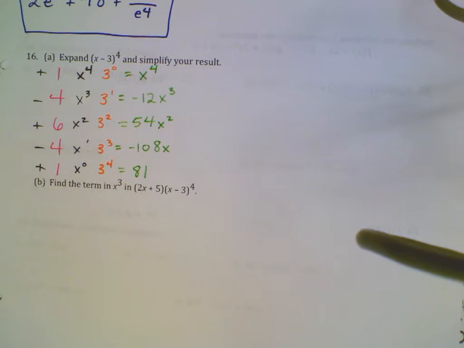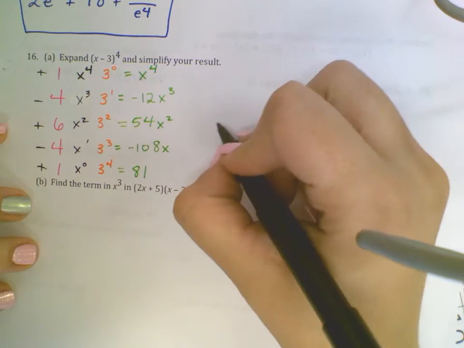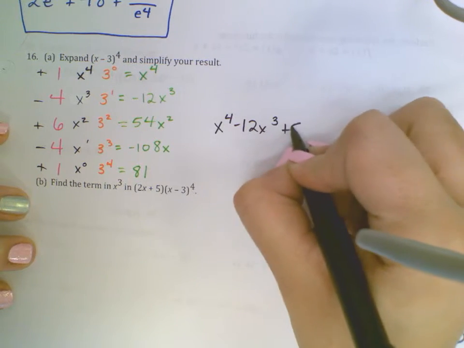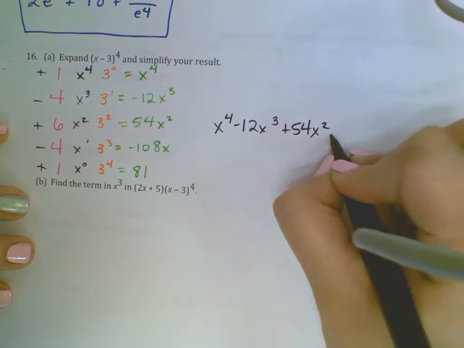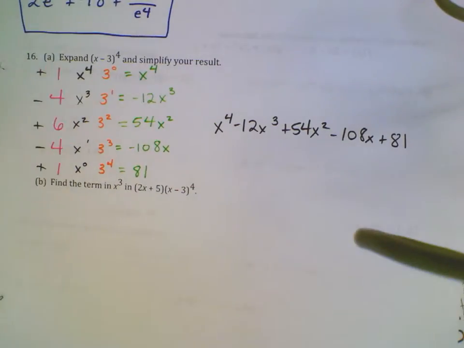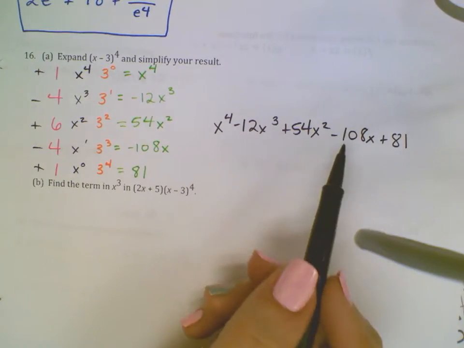So my final expansion is going to look like x to the fourth minus 12x cubed plus 54x squared minus 108x plus 81. And then we're done with part A.